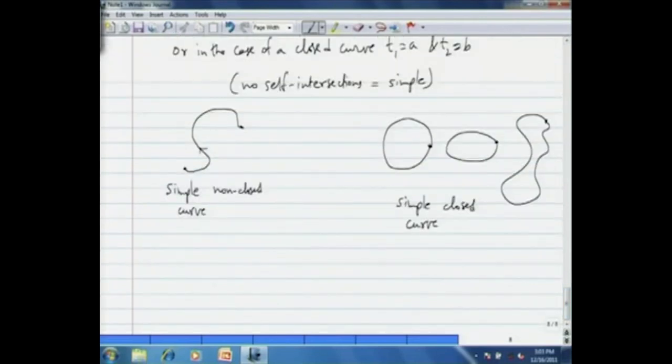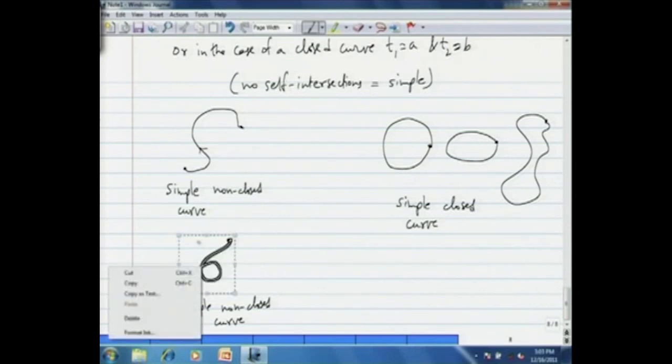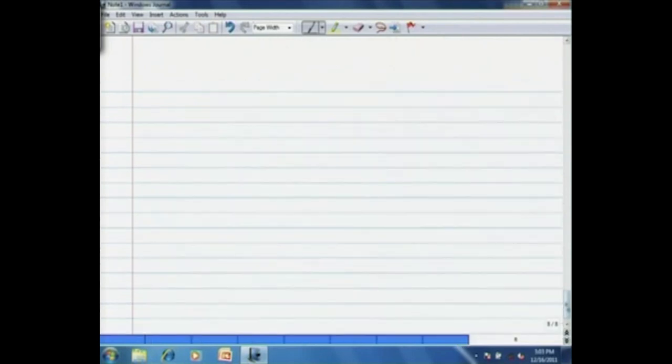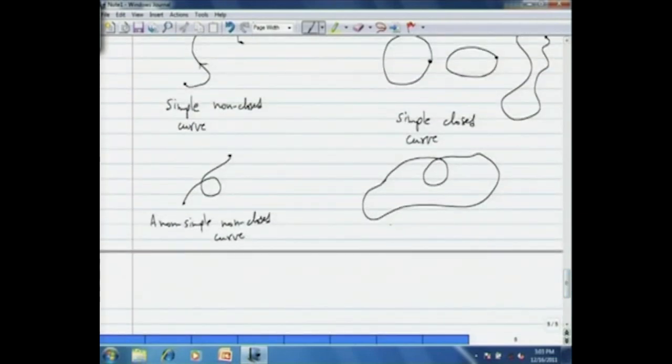And something like this, where the initial point is not equal to the final point and there are self intersections, is a non-simple, non-closed curve. It is non-closed is clear, the initial and final points are not equal. It is not simple because there is a point of intersection. And likewise, here is a curve which is closed, a non-simple closed curve.